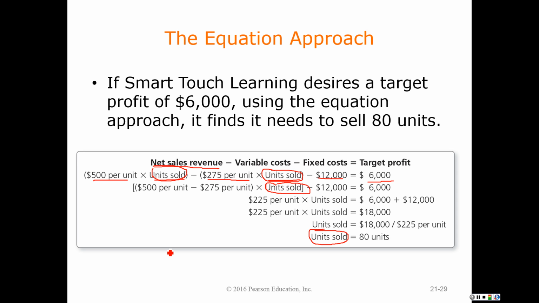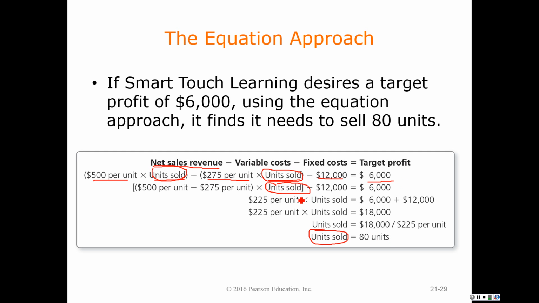Okay, so when we walk through this algebraic formula, we end up with $225 per unit times the number of units sold equals 18,000. So to calculate units sold, I've got 18,000 divided by $225 per unit. I need to sell 80 units to generate a profit of $6,000.